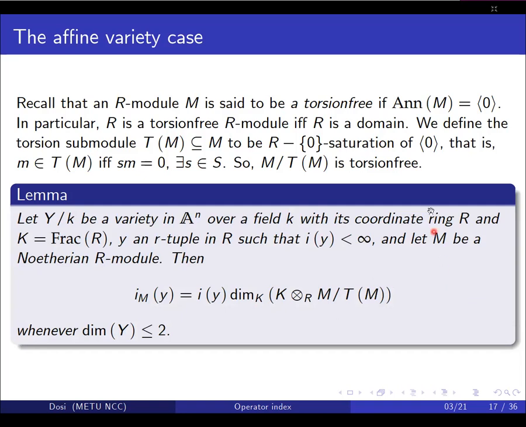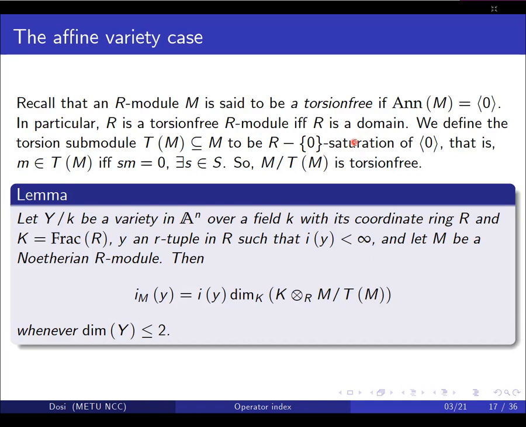A module is said to be torsion-free if the annihilator is 0. So R being torsion-free means R is a domain, for example. Well, if it's not torsion-free, as you know, with this construction we can generate a submodule, and passing to a quotient is going to be torsion-free.